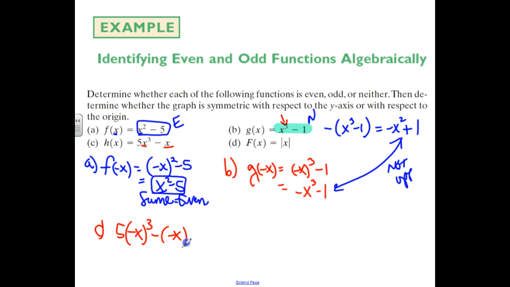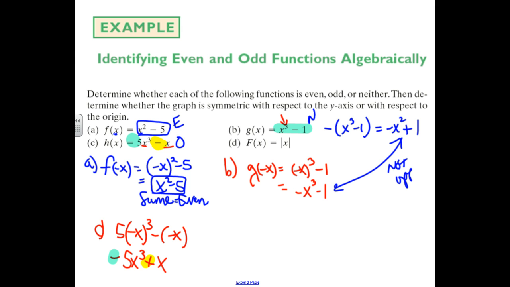And I'm looking to see if it's the same or opposite. So I have negative 5x cubed plus x. That looks like it's the exact opposite, because my negative x changes to positive x, and I started with a positive and I end up with a negative. So they've distributed the negative, but certainly that is opposite.